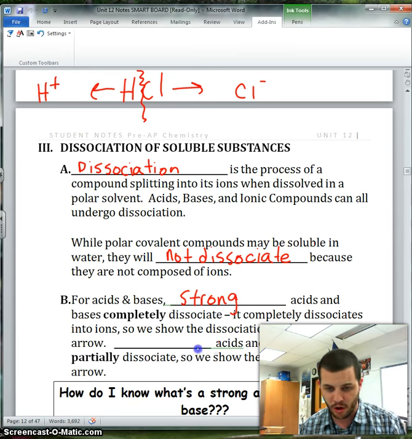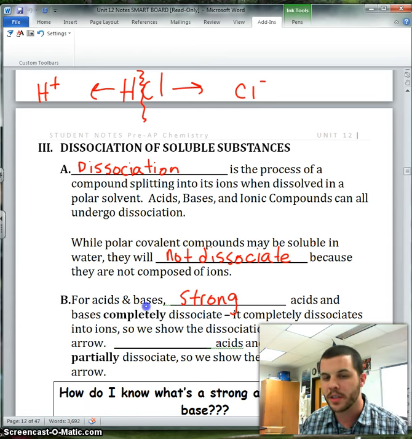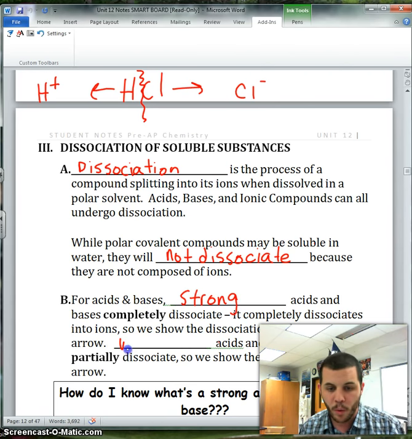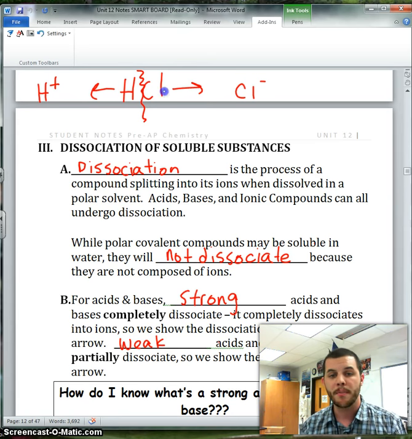Okay, same thing with strong bases. Okay, strong bases are the same sort of idea where they're going to 100% dissociate. Okay, weak acids and bases will only partially dissociate, okay? Meaning that some of them are going to break down like this, but only partially, okay? And most of it's going to actually stay together.